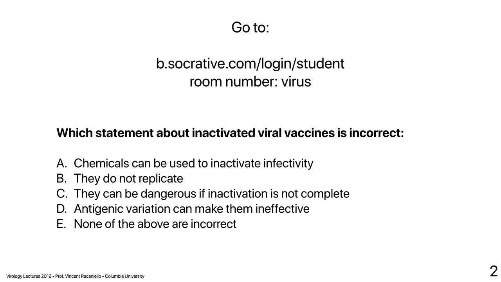So chemicals can be used to inactivate, so that's correct. They do not replicate, that's correct. They can be dangerous if inactivation is not complete. I told you an example of that with the polio vaccine. Antigenic variation can make them ineffective. That's also correct. So the answer is none of the above, which about half of you got.